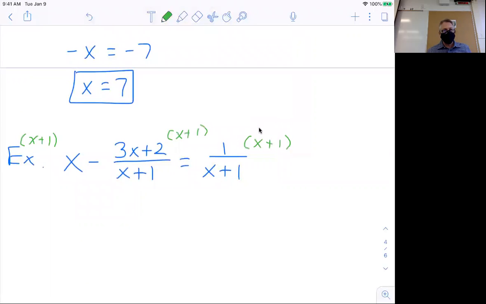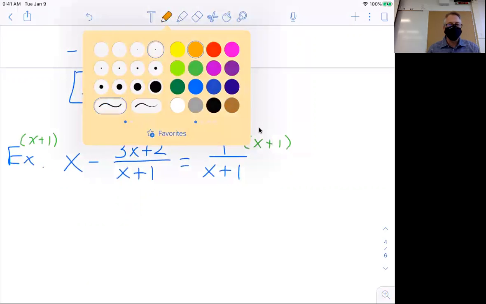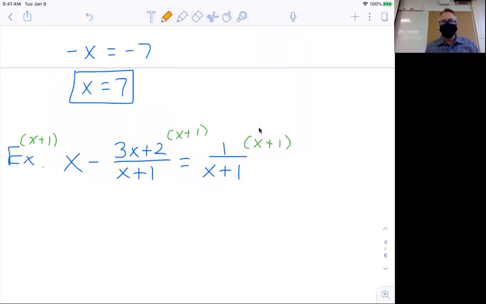And I would really suggest you write that out. It doesn't take long to do. Some of you are going to say, I don't want to write it out every time, I'll just remember to cancel it. Don't do that, at least not until you get really good at these. It's just way too easy to make a mistake. So we multiply everything by the common denominator and then cancel all the denominators. So x plus 1's cancel there and there.